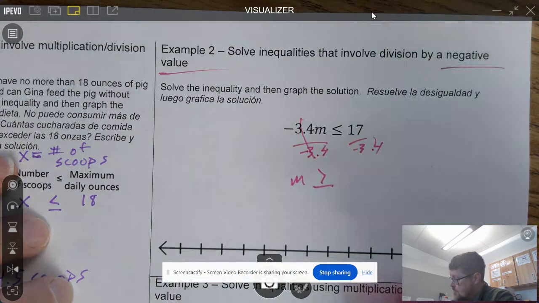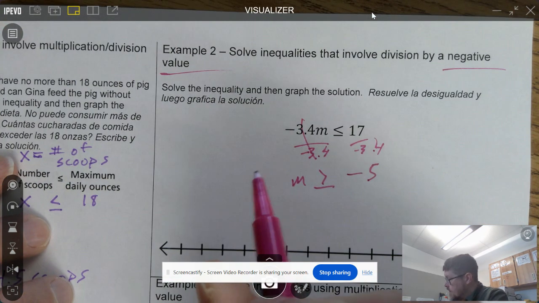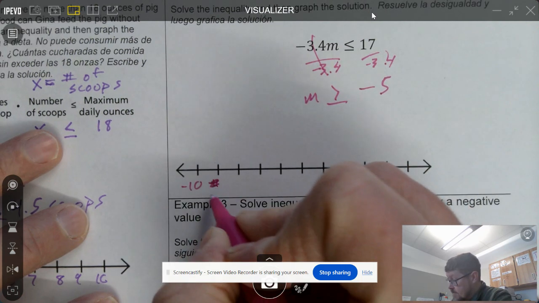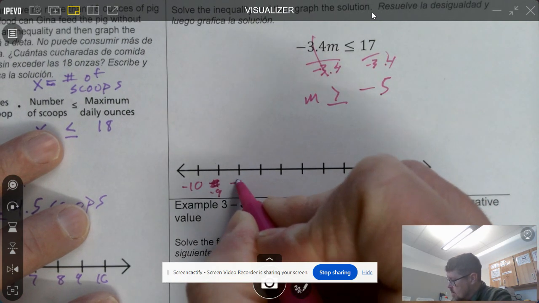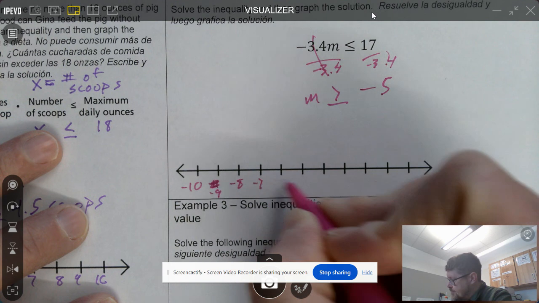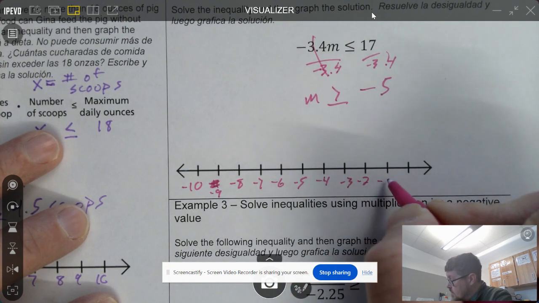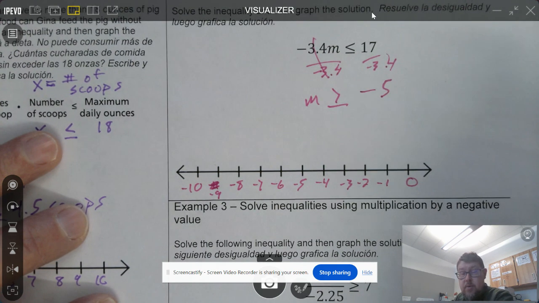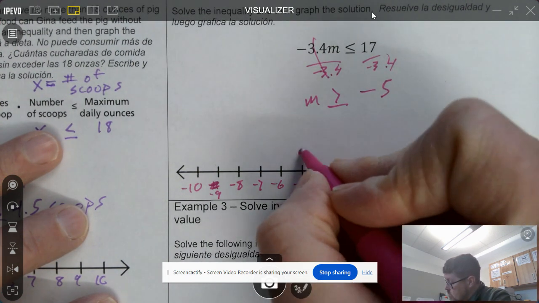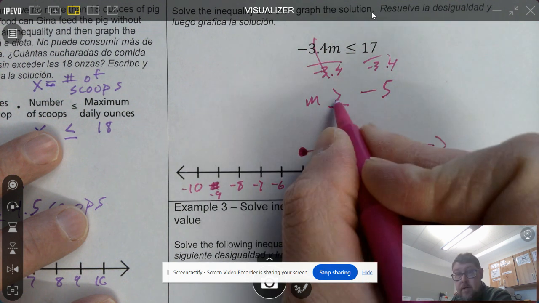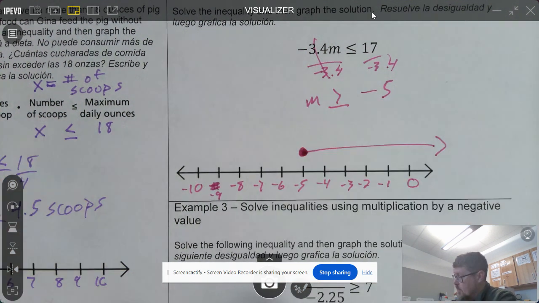Okay. So then I'll start at negative 10 on my number line, negative 9, because it's going up, right? Negative 6, negative 5, negative 4, negative 3, negative 2, negative 1, and then 0. So it's greater than or equal to, so it's going to be a closed circle, okay? And going to the right because my inequality is pointing that way, okay?